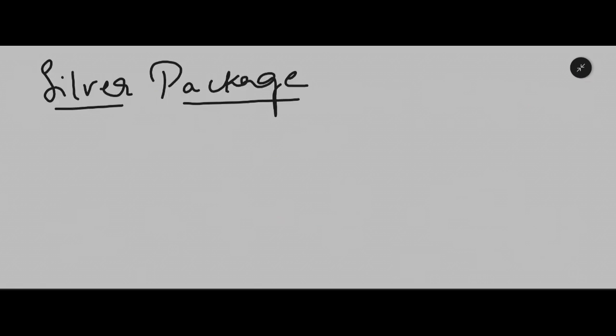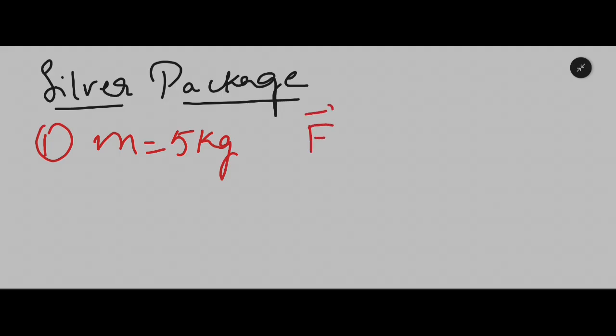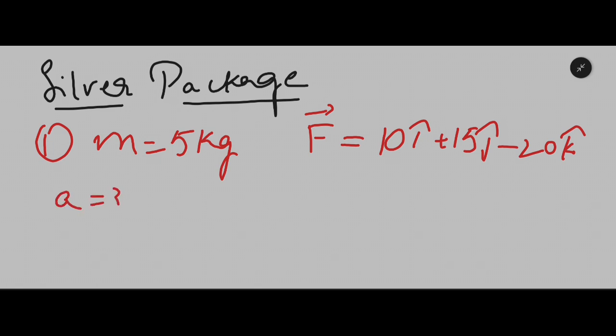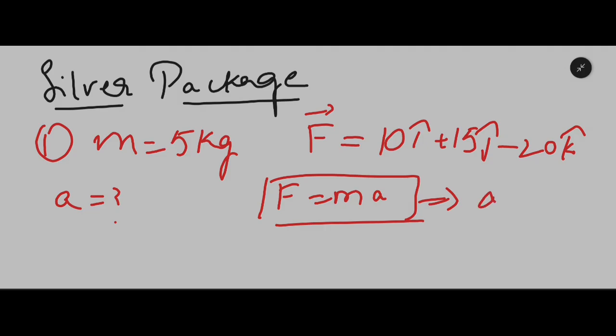Now moving on to Silver Package. First question: a body of mass 5 kg, so m is equal to 5 kg, is moving under a force of 10 i cap plus 15 j cap minus 20 k cap. So the force vector is given, F bar is equal to 10 i cap plus 15 j cap minus 20 k cap. Then the acceleration produced is, okay, we know this formula, F is equal to ma. We are supposed to use this formula to solve this. So what is a from this? F by m, simply we are dividing.